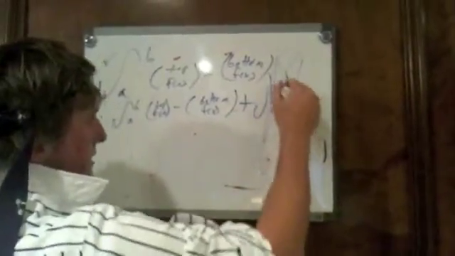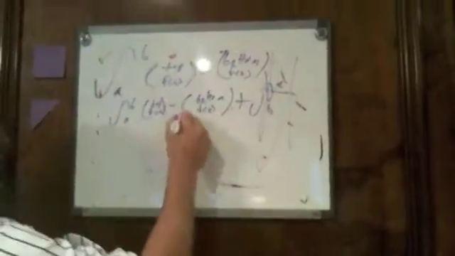Now, if the curves cross at any point, we're going to take the first integral from a to b of the top minus the bottom, and we're going to add an integral from b to c of the other function minus the first, assuming that b is the point where the first function equals the second function.